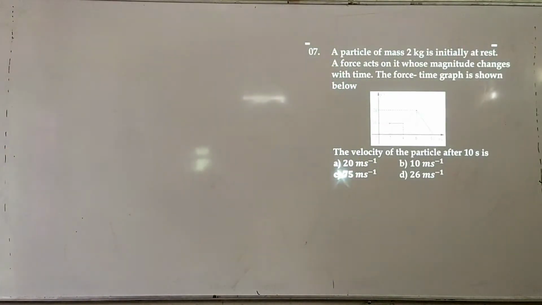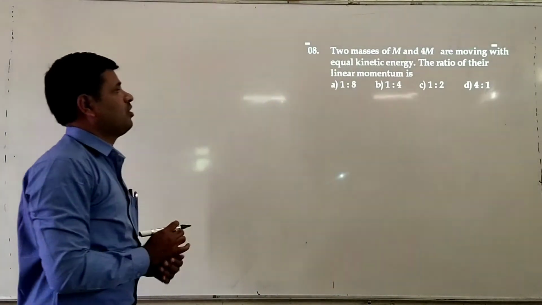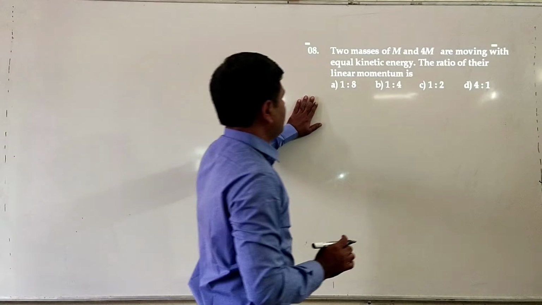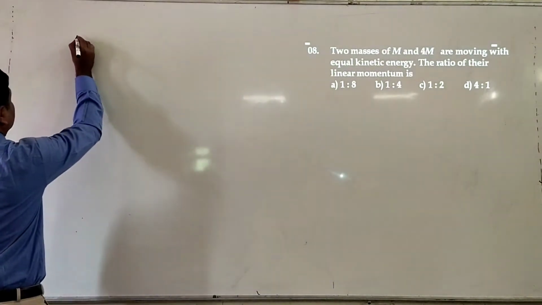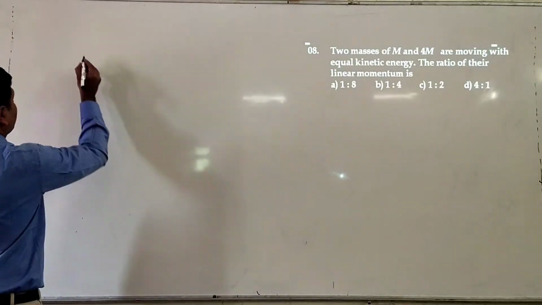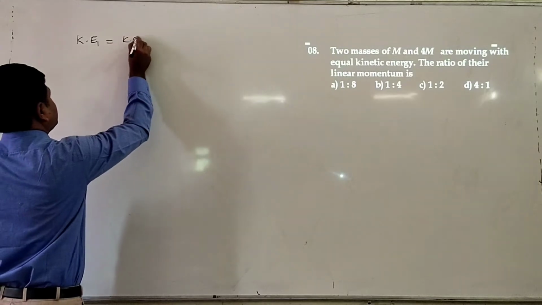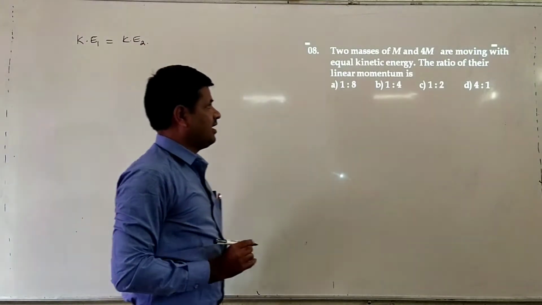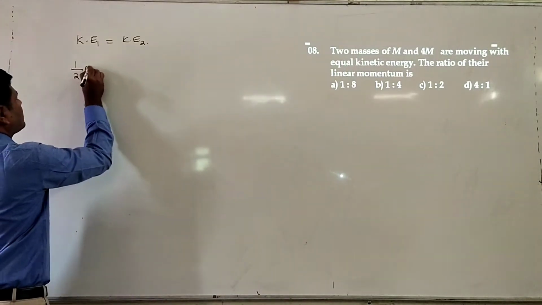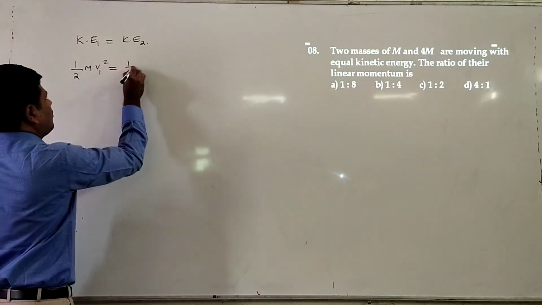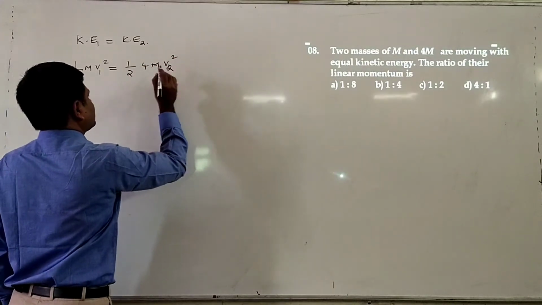Next, question number 8. Two masses M and 4M are moving with equal kinetic energy. Find the ratio of their linear momentum. Equal kinetic energy is given. Two masses m and 4m. Kinetic energy 1 is equal to kinetic energy 2. So I am writing half into the first mass m, v1 squared, equals half into the second mass 4m, with velocity v2 squared.